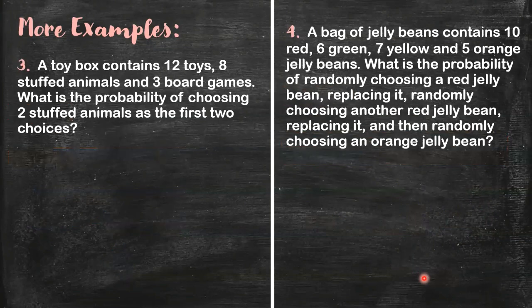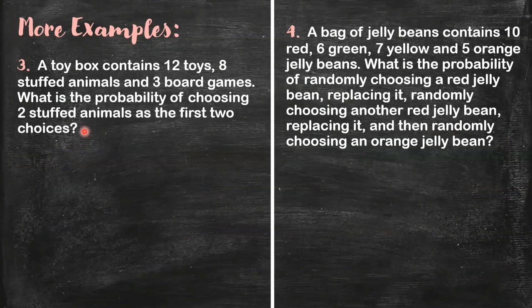Let's have more. Okay, ito. If you read the problem, you have a toy box. Merong 12 toys, 8 stuffed toys, and 3 board games. What is the probability of choosing 2 stuffed toys as the first 2 choices?